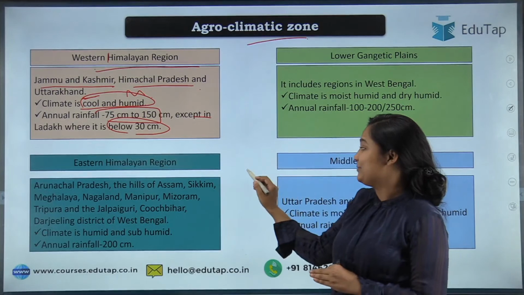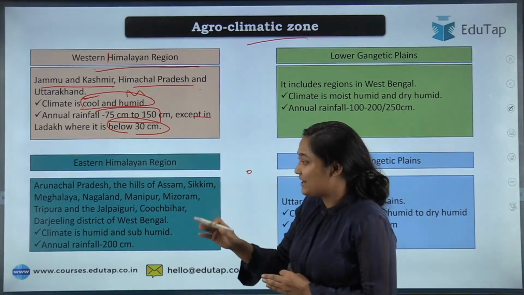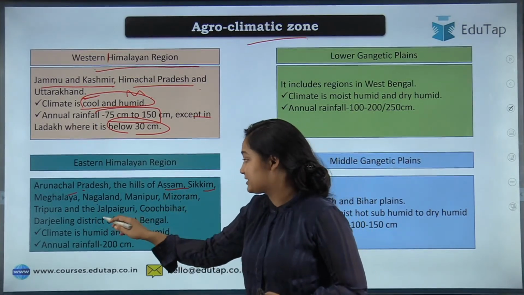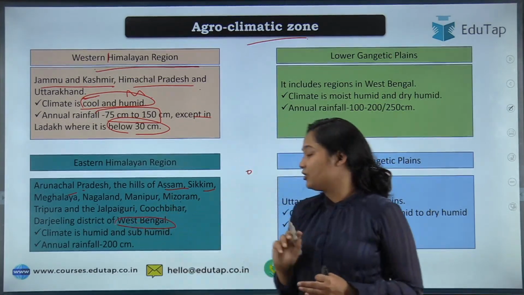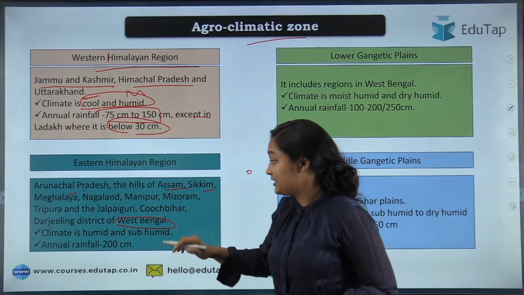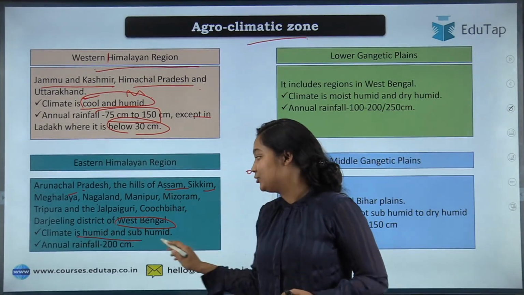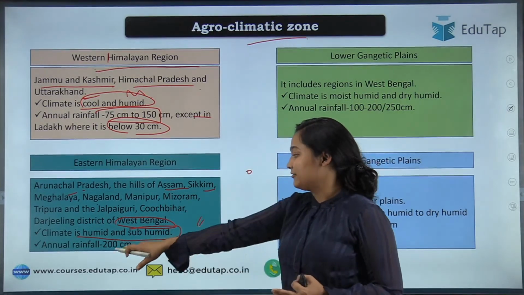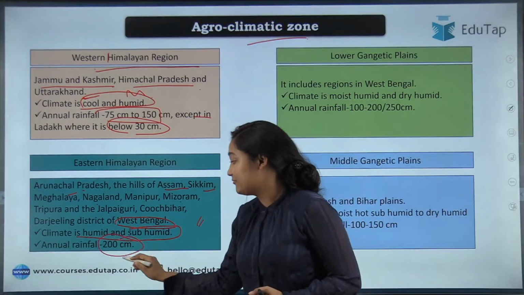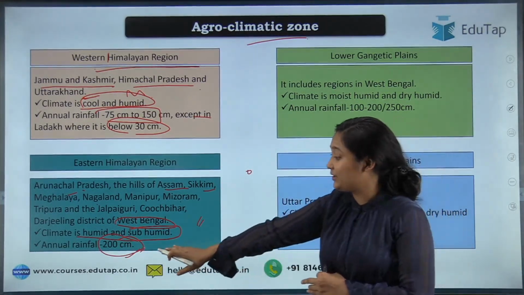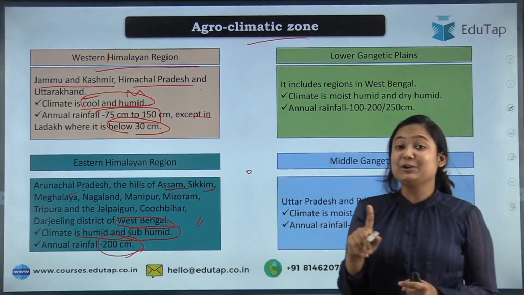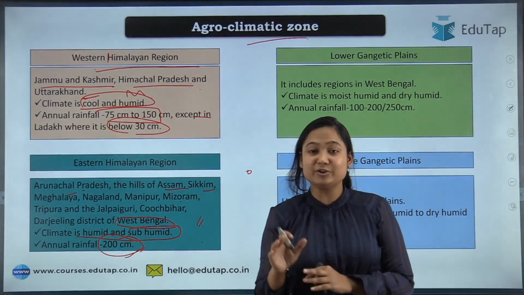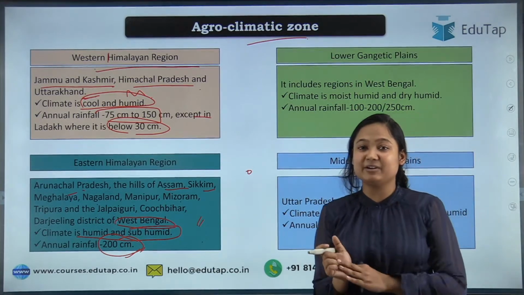Let's move now to the eastern Himalayan region. What comes in the eastern Himalayan region? 7 states: Arunachal Pradesh, Assam, Sikkim, Meghalaya, Nagaland, Manipur, Mizoram, and also some districts of West Bengal. They all come in the eastern Himalayan region. What kind of climate is there? Humid and subhumid. Why? Because there is too much rainfall. You must have heard there is flooding, because the annual rainfall is almost 200 centimeters. Sometimes it goes beyond that. Also on that note, do tell me, in India in which area does the most rainfall occur? That is in the northeast. I hope you all know the answer, and I'll tell you if anybody gives the correct answer.